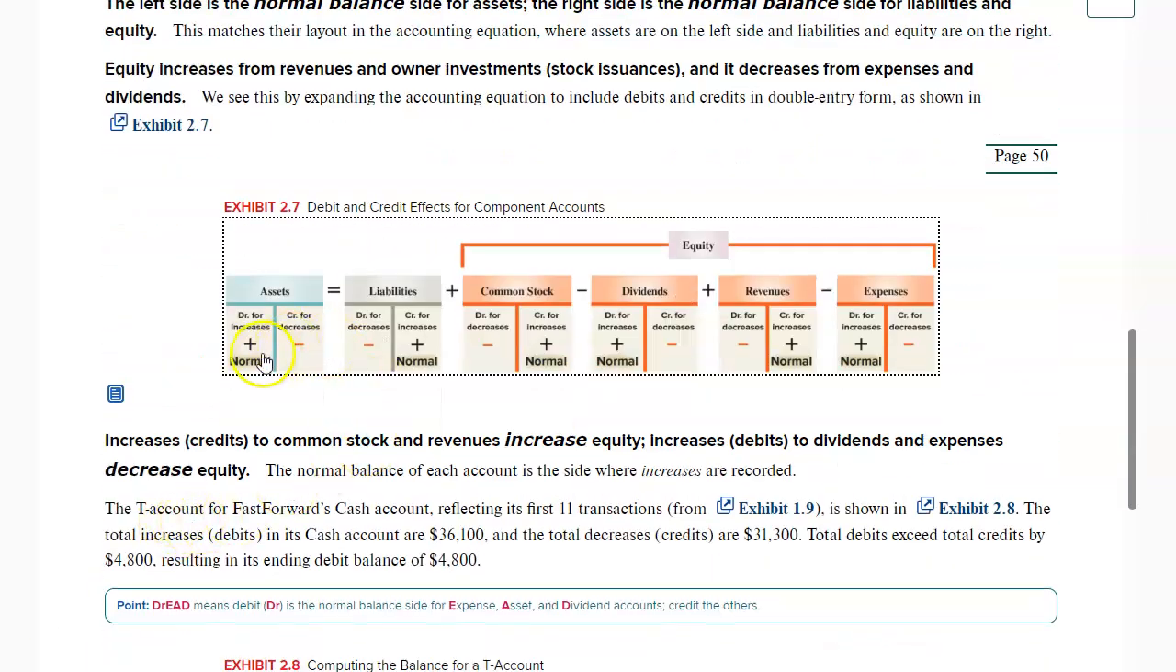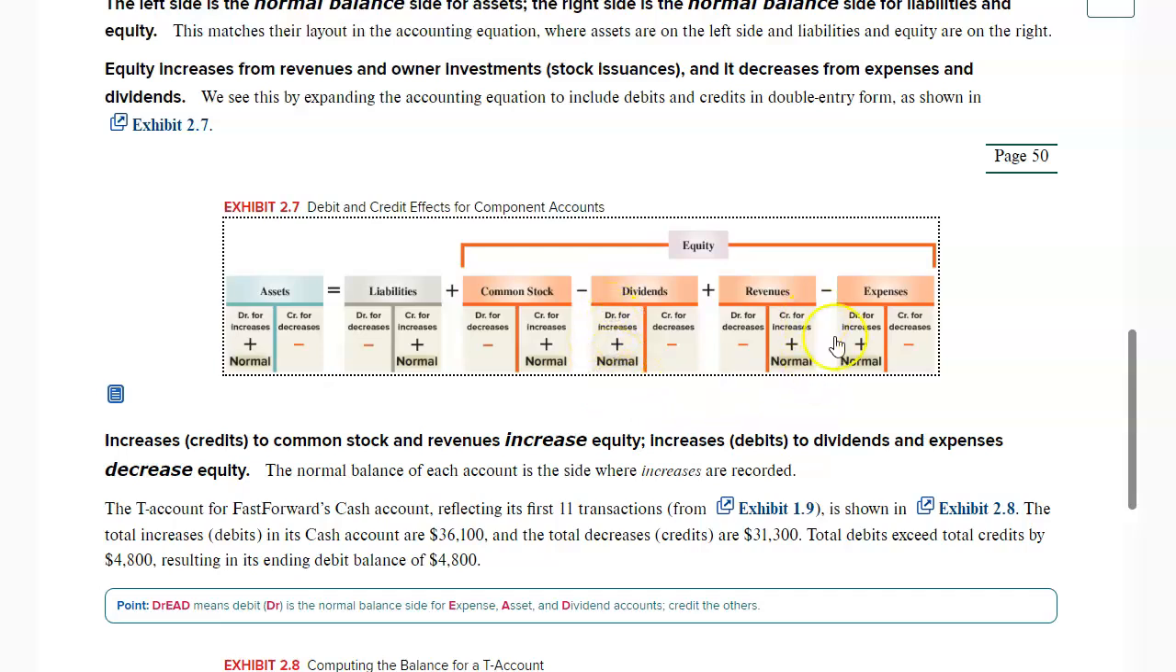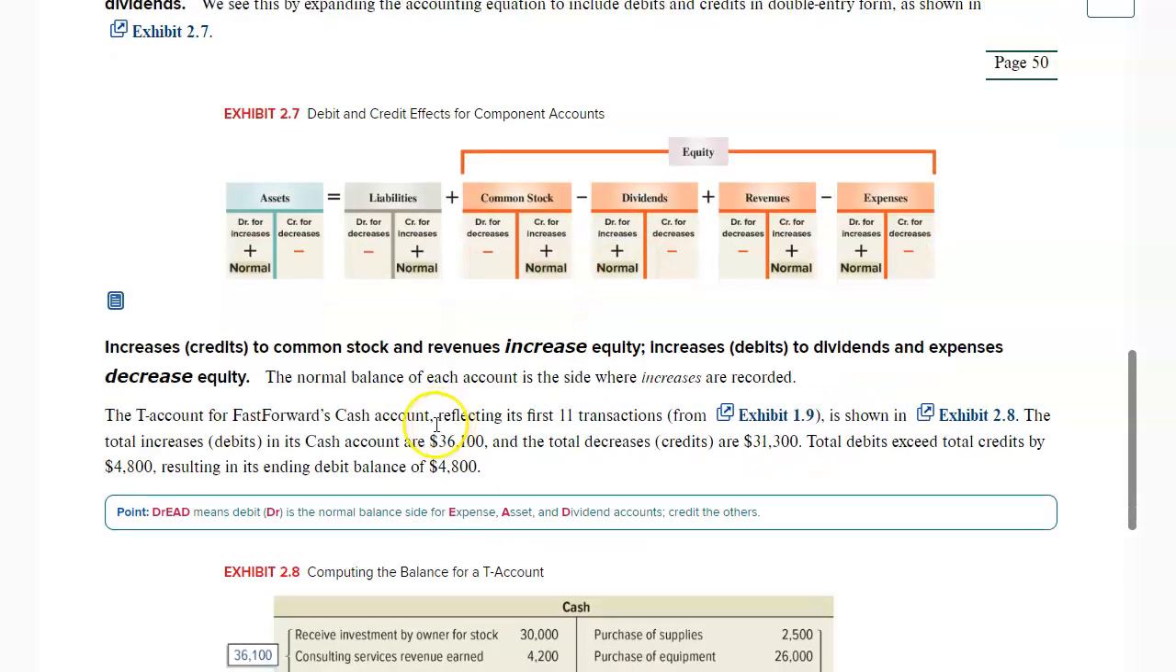You can see here assets. Left is the debit, normal balance and increase. Liabilities have credit for the normal balance and increases. Common stock and revenues both have credit side for increases, and dividends and expenses have debit side for increases. And like I said several times, credits to common stock and revenues increase equity. Debits to dividends and expenses will decrease equity.